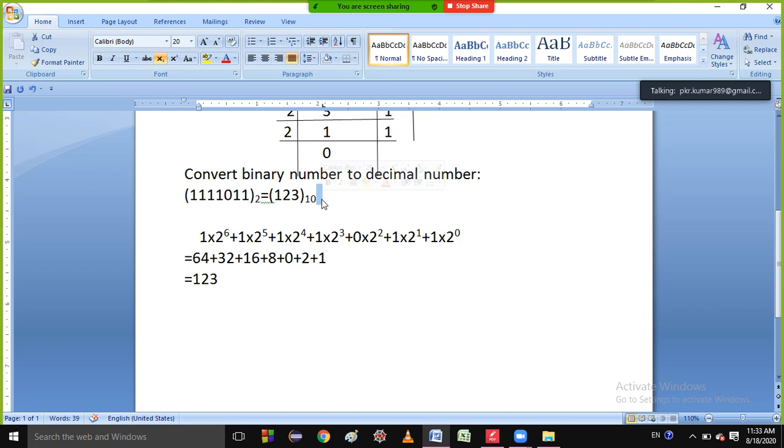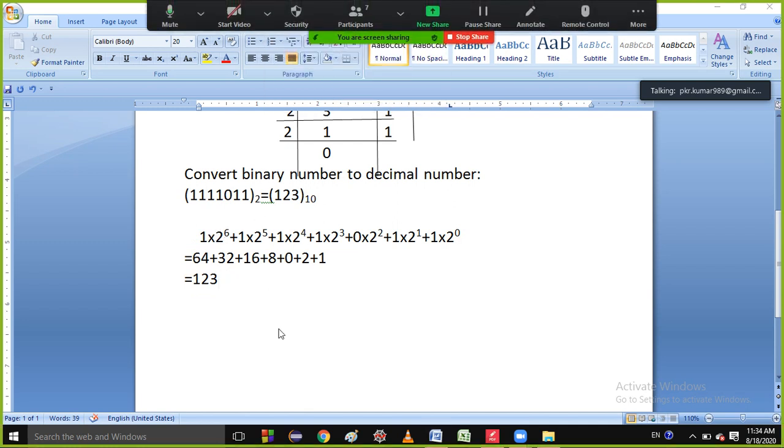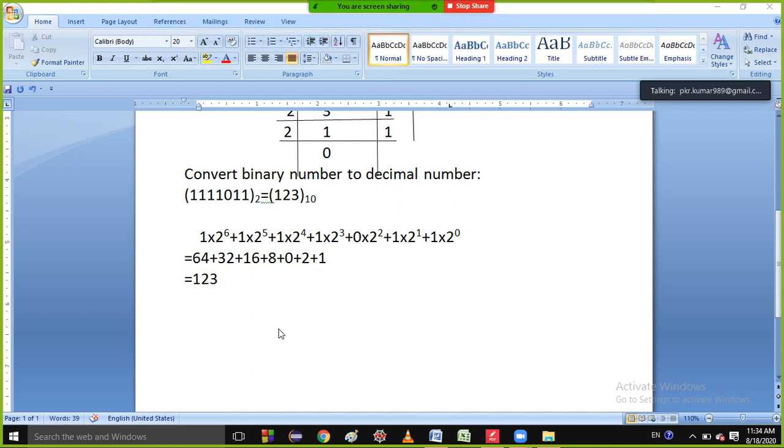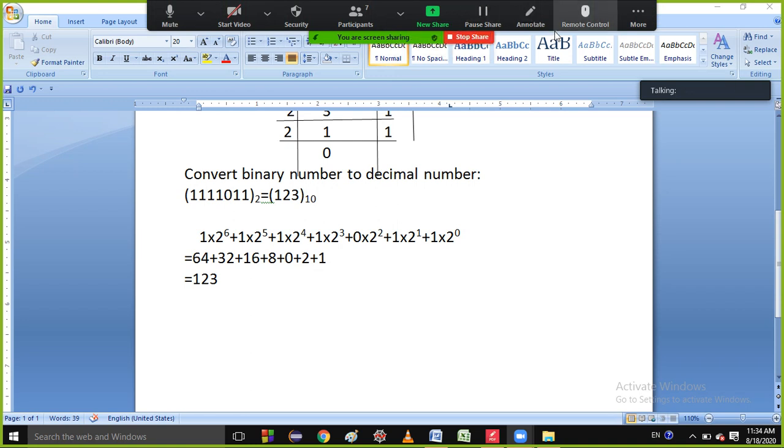Okay students, can we do one more question? Yes student, tell me, ask me your doubt. How will you get 64? 2 power 6 multiply 1. 2 power 6 multiply 1. What is the answer? 2 power 6. What is the answer?